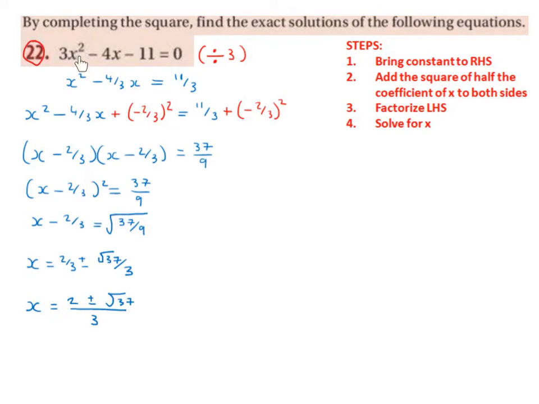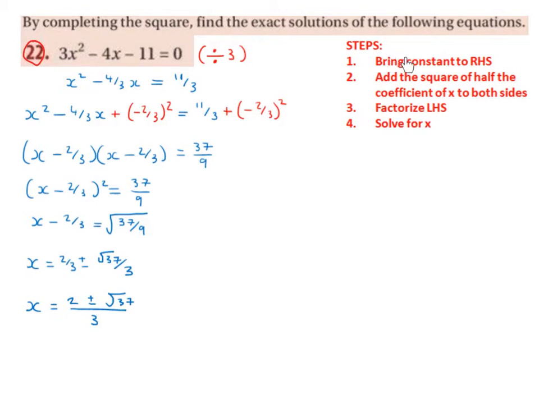So now we have 3x squared minus 4x minus 11 equals 0. So what we're going to do is divide across by 3, because we don't want 3x squared, we just want x squared. So 3x squared divided by 3 is going to be x squared. Minus 4x divided by 3 is minus 4x over 3. And minus 11 divided by 3 will be minus 11 over 3.